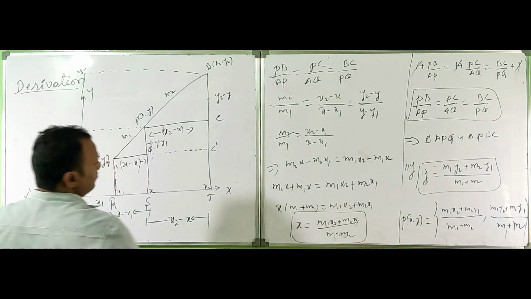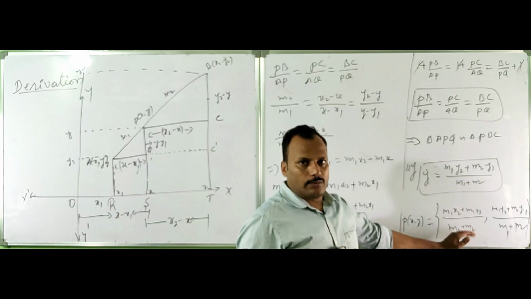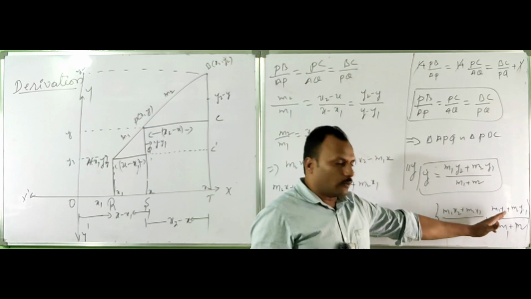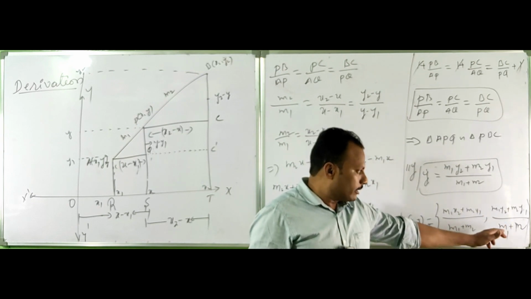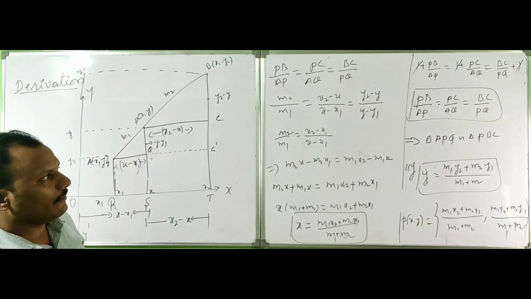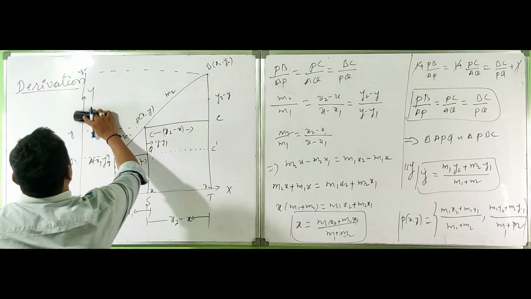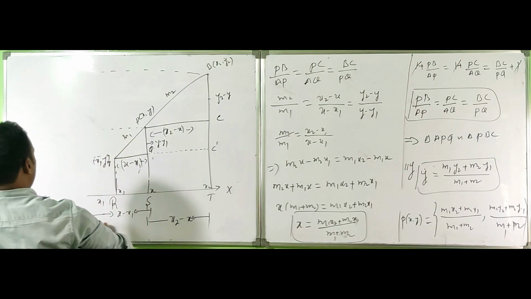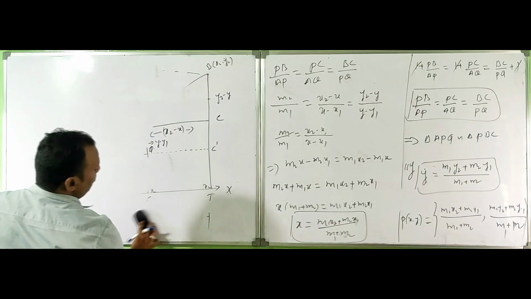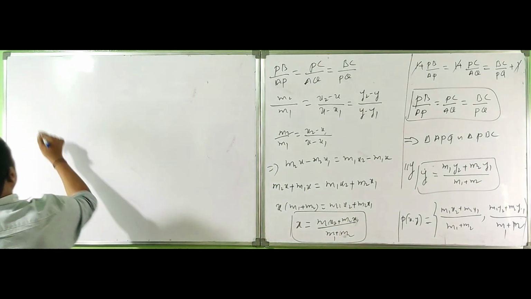This point becomes M1X2 plus M2X1 divided by M1 plus M2, and M1Y2 plus M2Y1 divided by M1 plus M2. That's the derivation. Let's see some special cases. Special cases are very important here, including the midpoint formula.